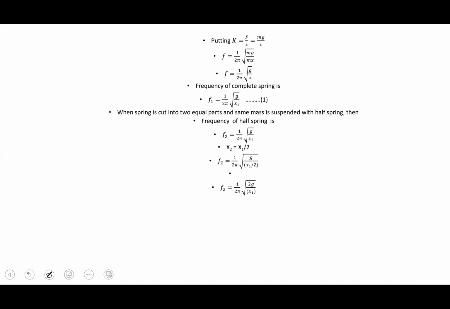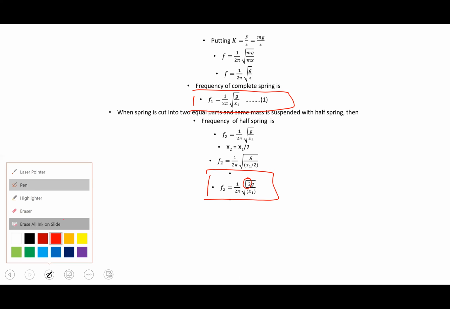Now we can compare equation number 1 and this equation. But first, let us take common this 2 over here. If we take under root 2 common from this equation, what do we get?